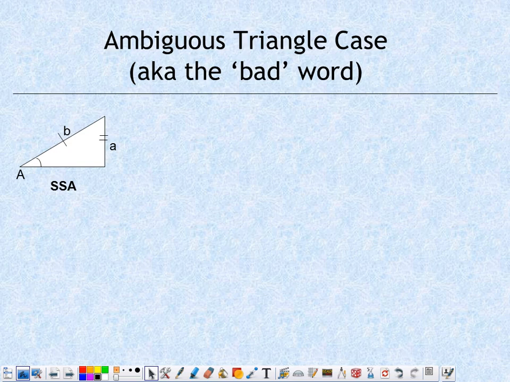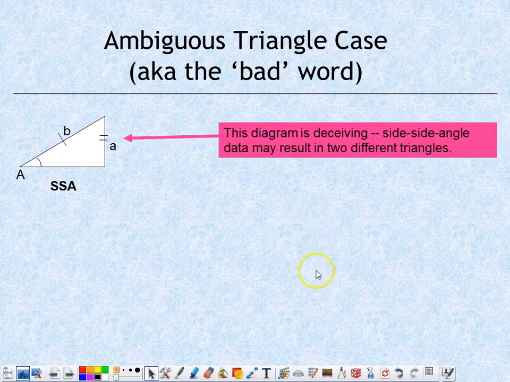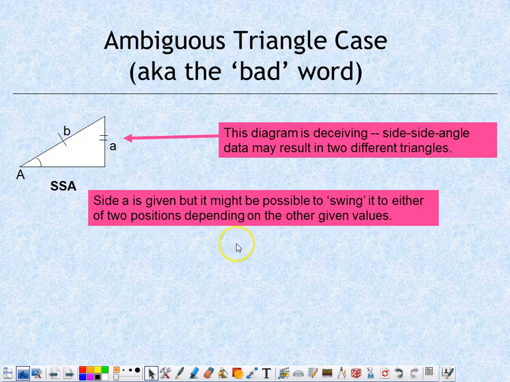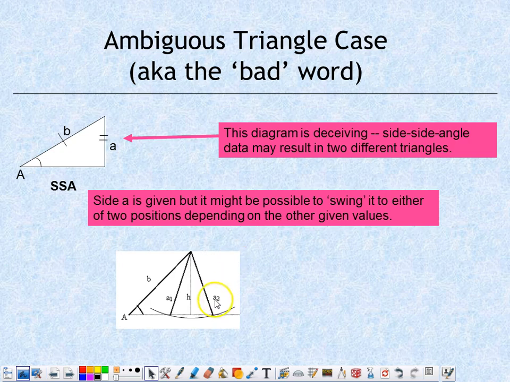side, side, angle, aka the bad word if you do it backwards. Okay, it can actually make more than one triangle. So it looks like I gave you side, side, angle, boom, you just made me a nice little right triangle. However, you can actually make it where it'll make more than one triangle, because one of the sides could swing.